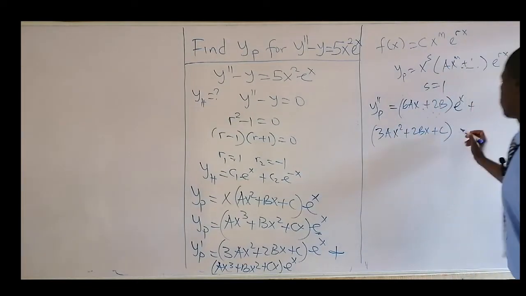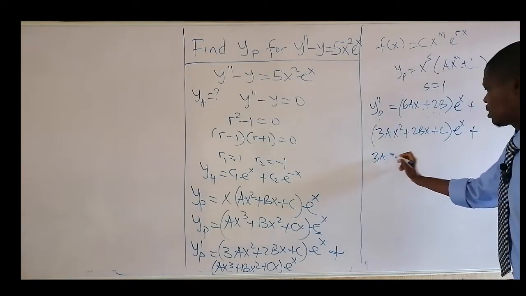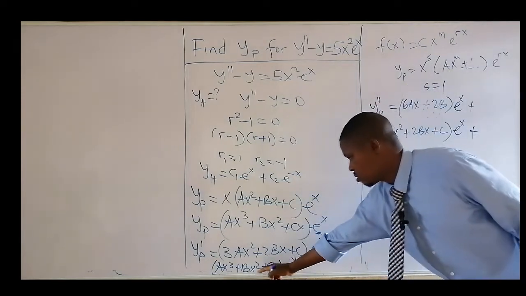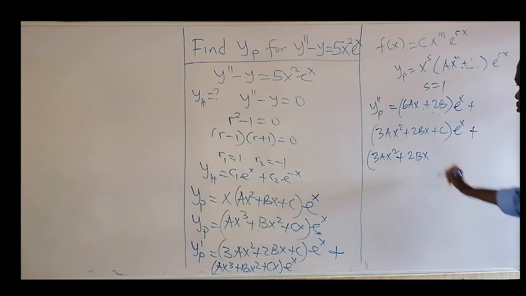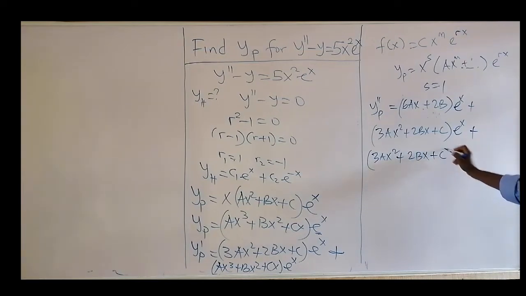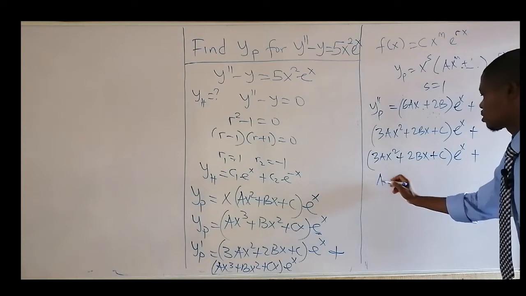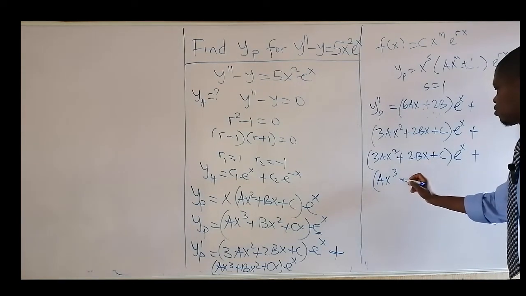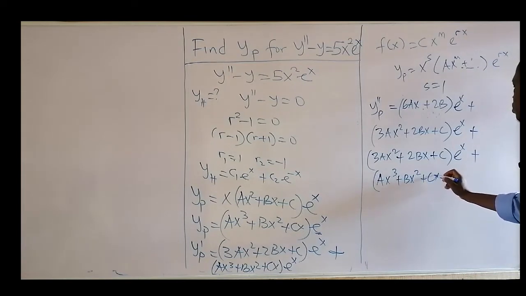Then the second part: plus (3ax squared plus 2bx plus c) e^x, differentiating this one. Then plus, keep this one constant and differentiate the exponential: (ax cubed plus bx squared plus cx) e^x.